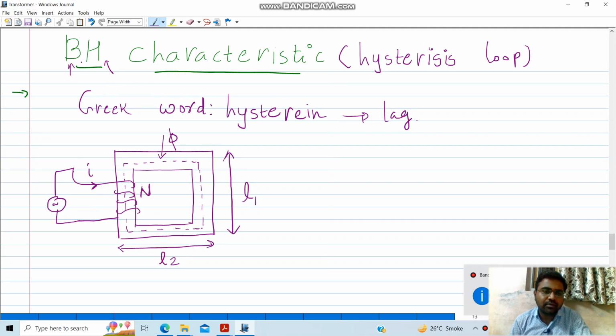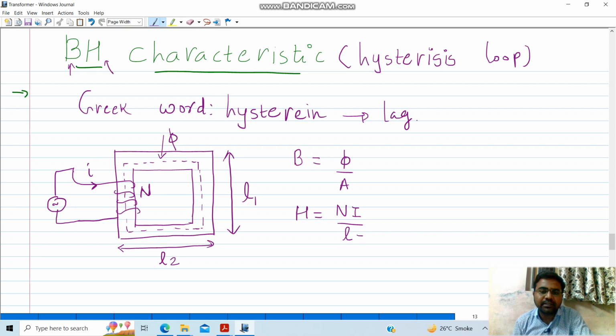We are going to discuss the BH characteristic of any magnetic material which is used in a transformer. Now B stands for magnetic flux density and H stands for magnetic field strength. B is just a ratio of flux to area, and H is the number of turns multiplied by current, divided by the magnetic path length. This is MPL, magnetic path length.